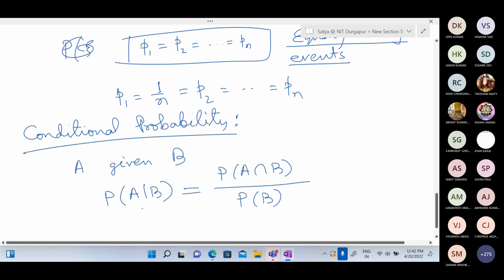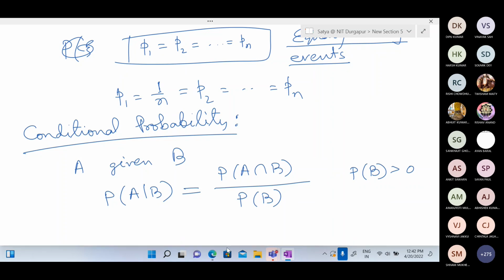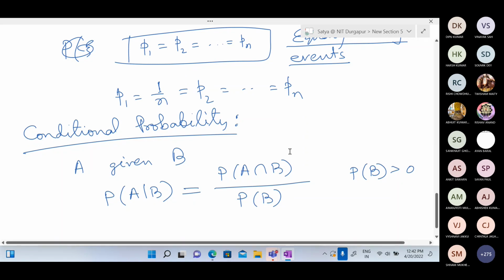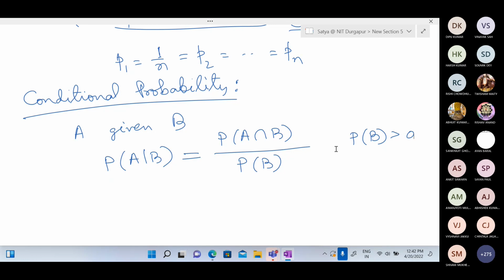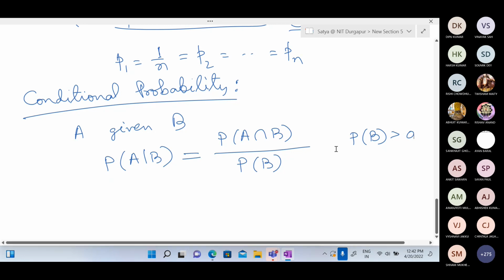So I repeat. The conditional probability of an event A given event B, denoted by P of A given B, is defined by P of A intersection B over P of B, and it is always valid if P of B is greater than 0. Otherwise the denominator becomes 0 and it is undefined. So given B, some probability should be there. Probability of A intersection B is the joint probability. That means, what is the probability that both happen together?